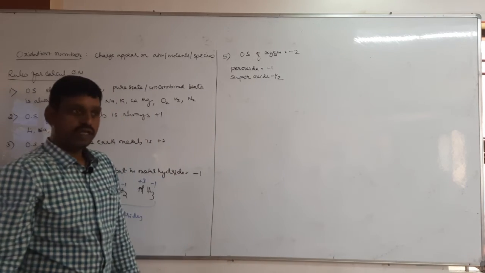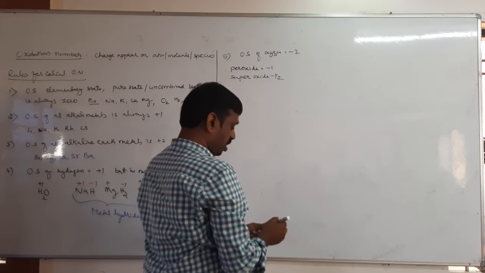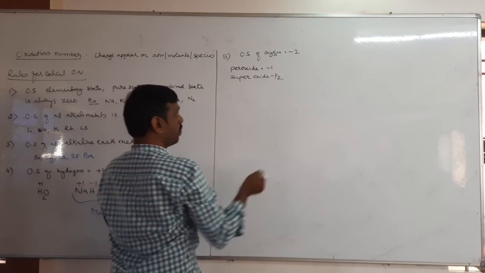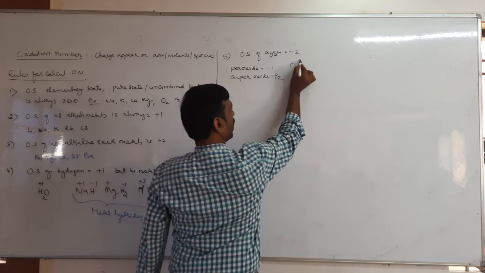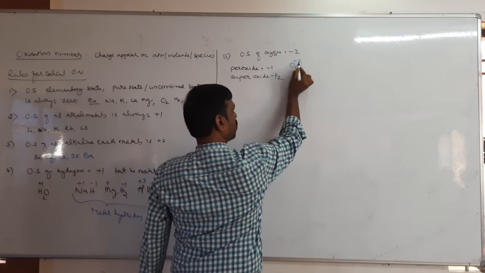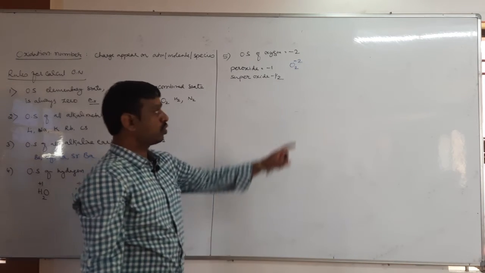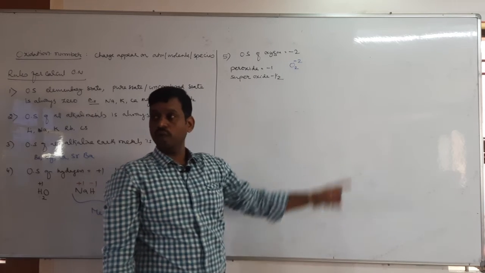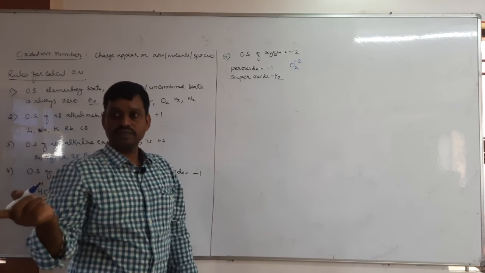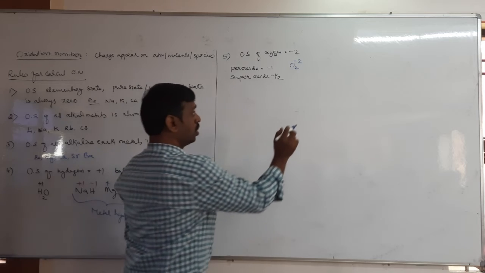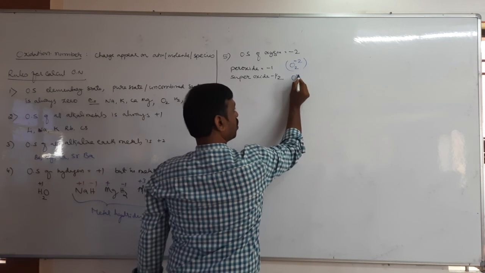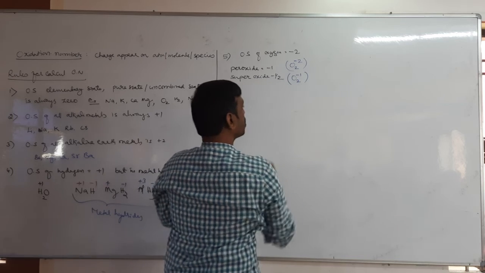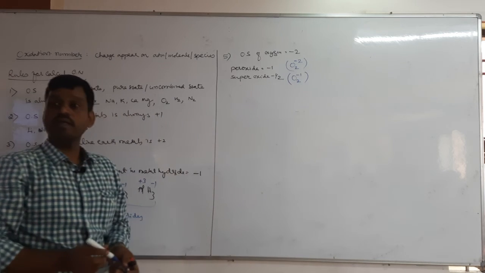Then how to identify peroxide and superoxide? That is also important. Peroxide is generally O2 2-. So if there is O2 2-, 2 oxygens carrying -2, 1 oxygen carries -1, that is peroxide. When it is O2 -, superoxide, 2 oxygens carry -1, 1 oxygen carries -1/2.